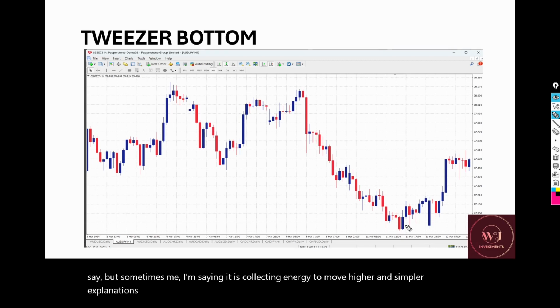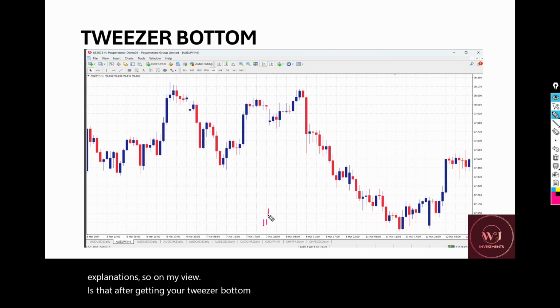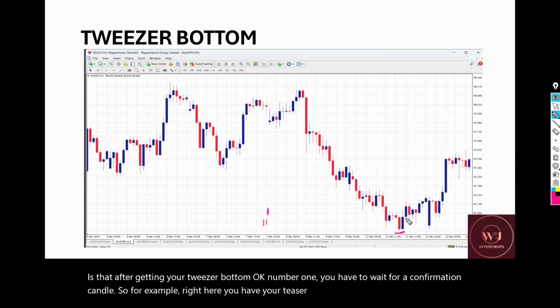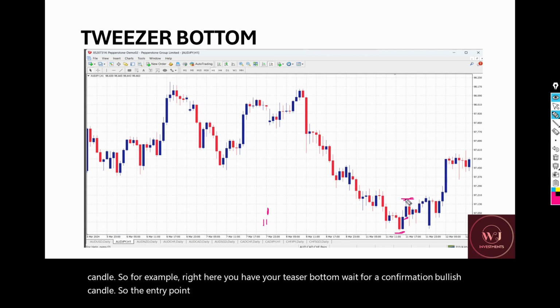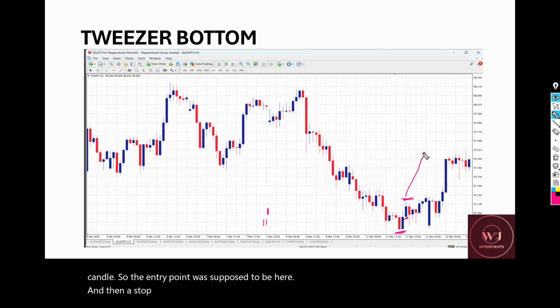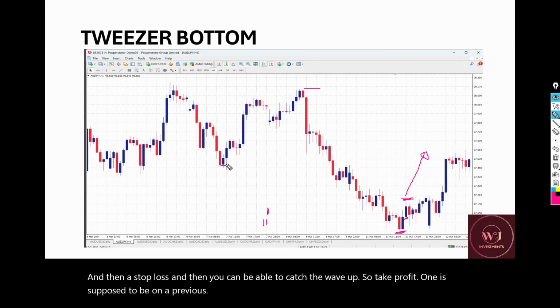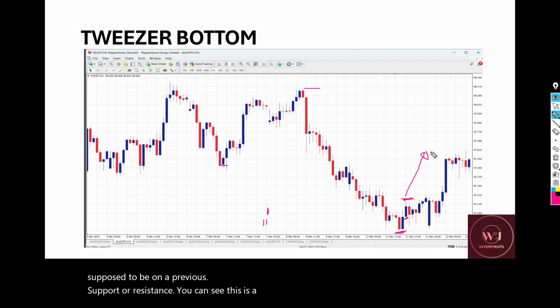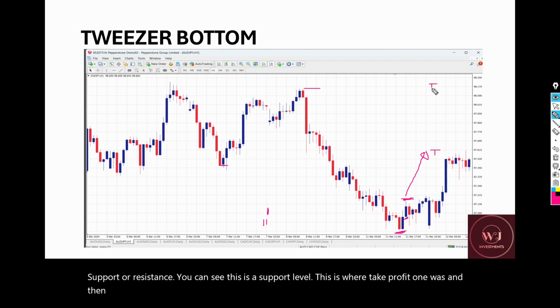So my view is that after getting your tweezer bottom, okay, number one, you have to wait for a confirmation candle. So for example, right here, you have your tweezer bottom, wait for a confirmation bullish candle. So the entry point was supposed to be here. And then a stop loss, and then you can be able to catch the wave up. So take profit one is supposed to be on a previous support or resistance. You can see this is a support level. This is where take profit one was, and then another take profit was supposed to be here.